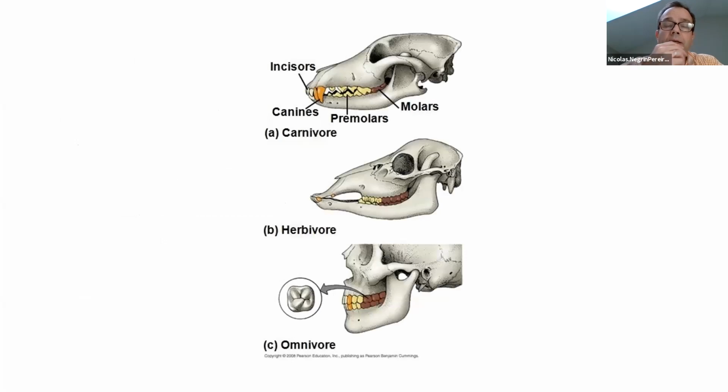So in this diagram, we can see a comparative diagram of 3 different species: carnivores, herbivores, and omnivores. In that case, as an example, the human. And we can see how the different shape of the teeth changes, and the structures of teeth that are homologs between different species are colored with the same color.